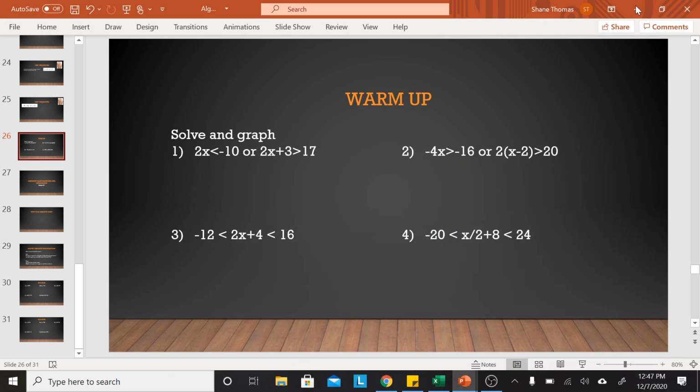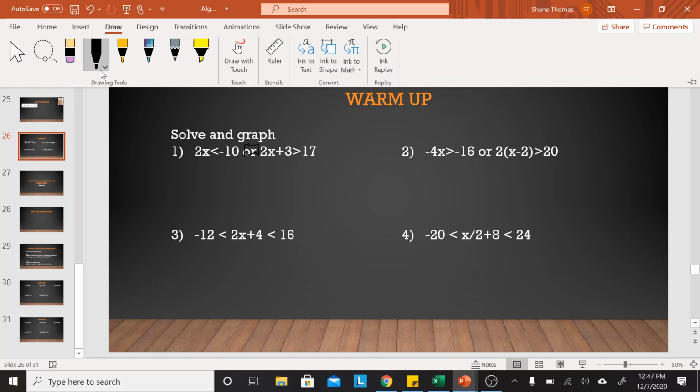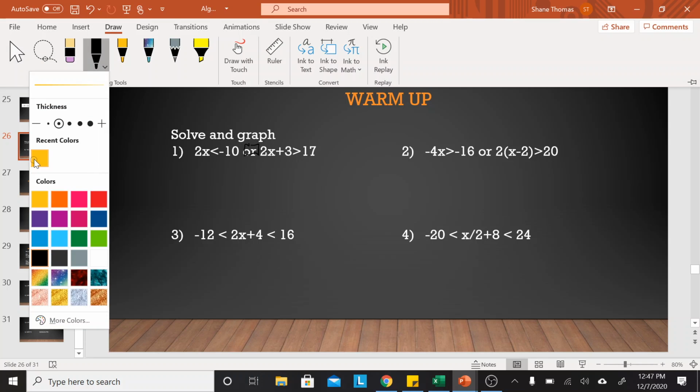How to do it. Anybody want to walk me through number one? Beck, you look excited on that one. Let's go. Come on. What do you got, Beck? What do you got to do first? All right. We can ignore this guy. Change the color of this. Let's go with yellow.